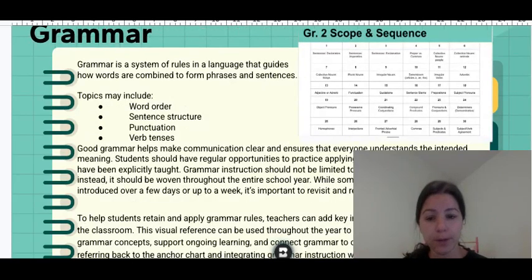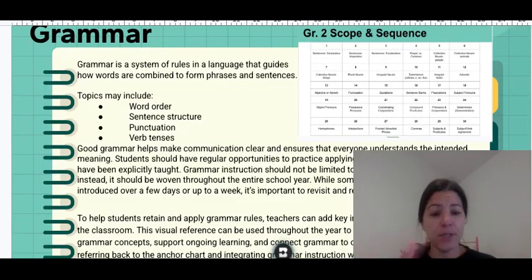So now when we think about grammar, right? What is grammar? Well, it's a system of rules in a language. It guides how words are combined to form phrases and sentences, right? Topics can include understanding adverbs or understanding homophones, understanding sentence stems, verb tenses, punctuation, right? The whole point of good grammar is that we're explicitly teaching our students how to make communication clear so that whoever picks up our writing is able to understand it with its intended meaning. So students need regular opportunities to apply those concepts and skills into their own writing.